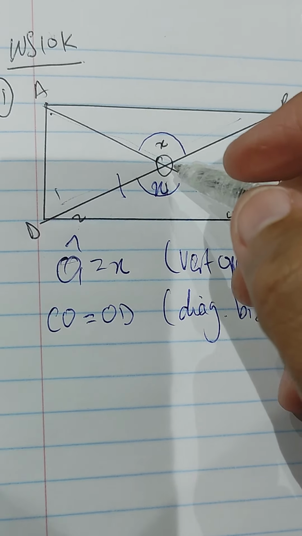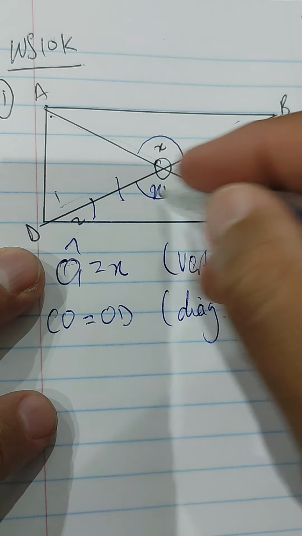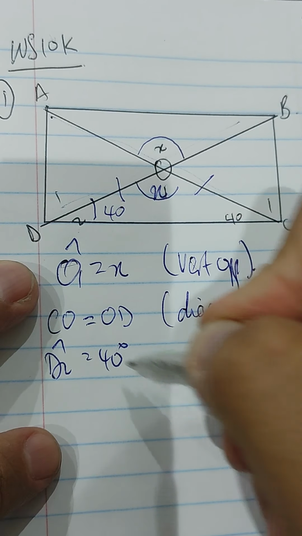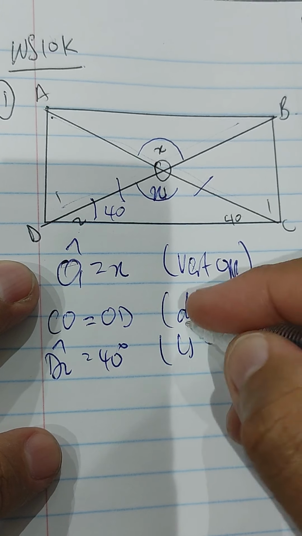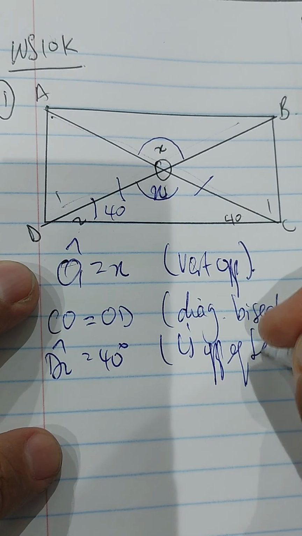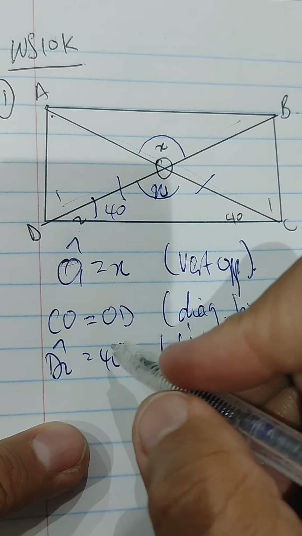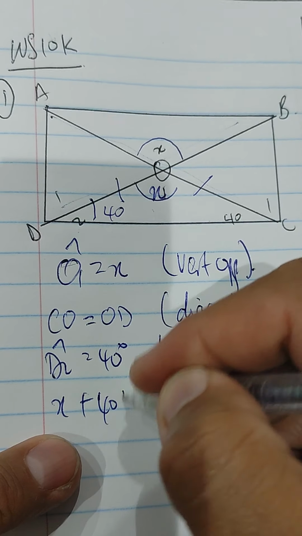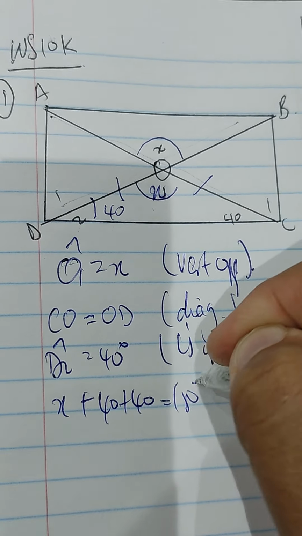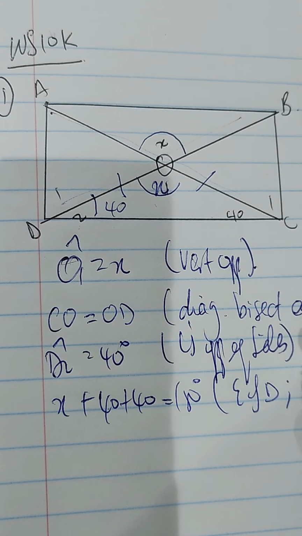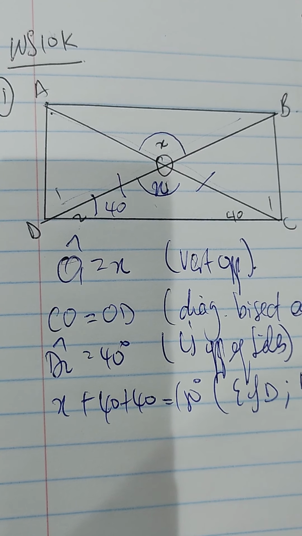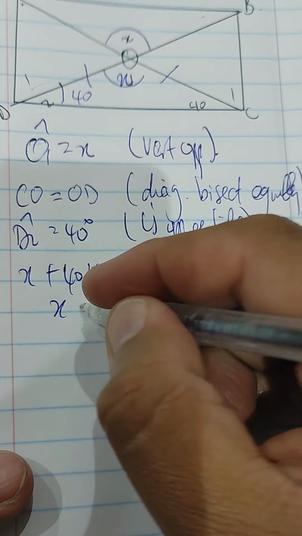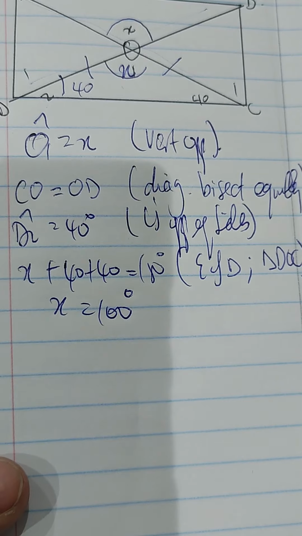Okay? So that means that, since those lengths are equal, D2 is 40 degrees. And why is that 40 degrees? Because angles opposite equal sides are equal. So we get x plus 40 equals 180, sum of angles in a triangle, and it's triangle DOC. Okay, so x is equal to 100 degrees.